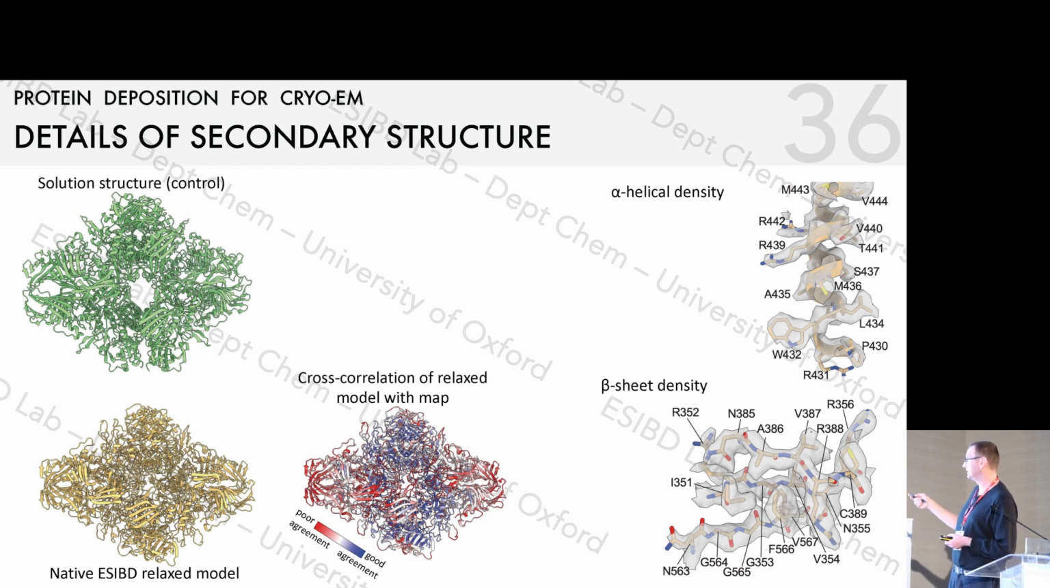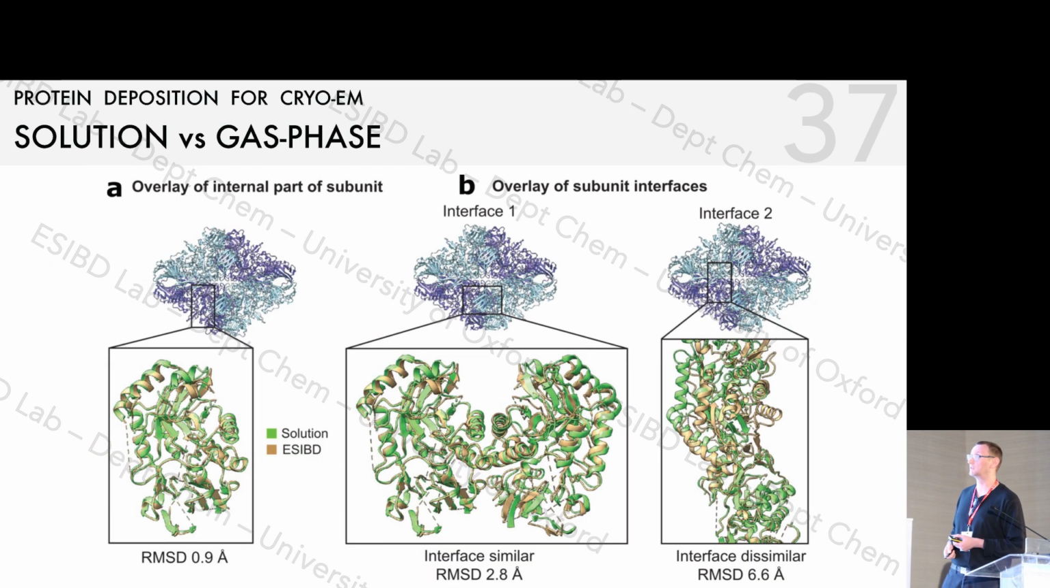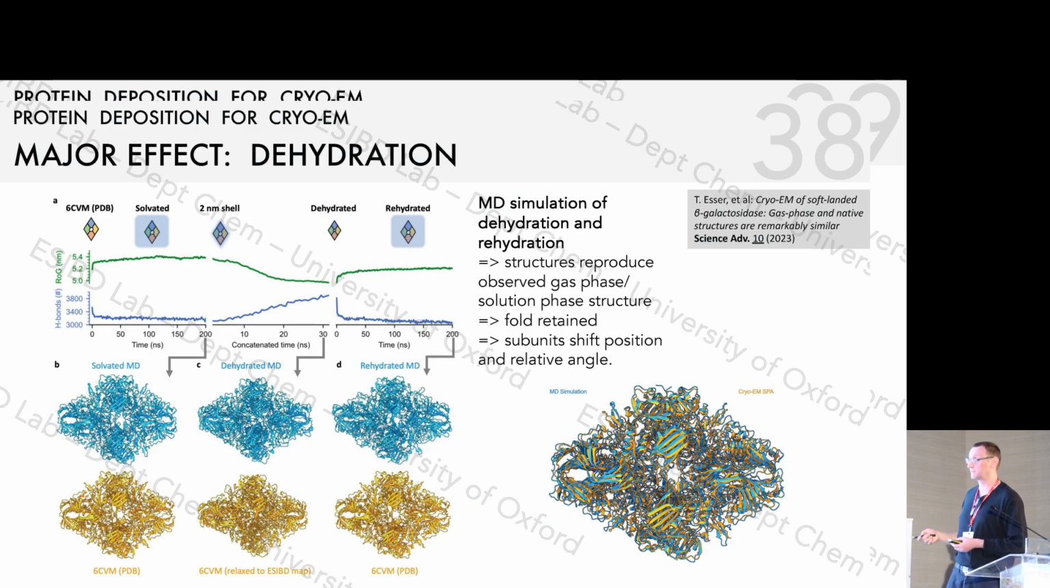In detail, if we look at typical alpha helices and beta sheets, we find very, very good agreement for the secondary structure. So where changes occur are in the arrangements of the domains and subunits. So it's also interesting to look in detail at some interfaces. Some of the interfaces are retained to a very high level. Other interfaces are quite dissimilar. But always you see what is an alpha helix before it also is an alpha helix in our gas phase structure that we deposited.